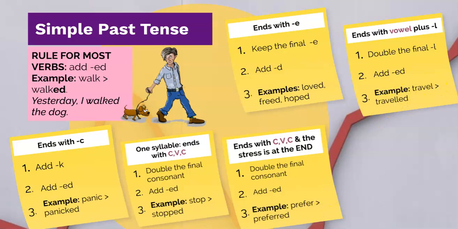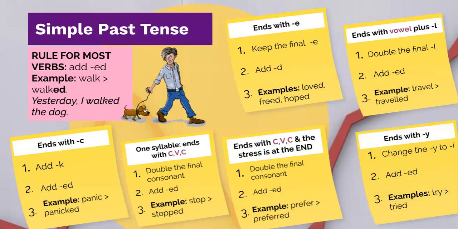Now, if that looks a little bit unusual, it's because in American English they don't double the final L. Then, with a word which ends with a Y, the Y changes to an I before you add ed. So try, the Y changes to an I here, and then we have the ed.